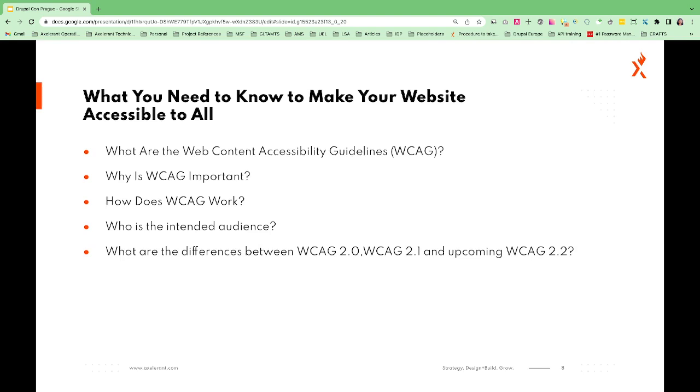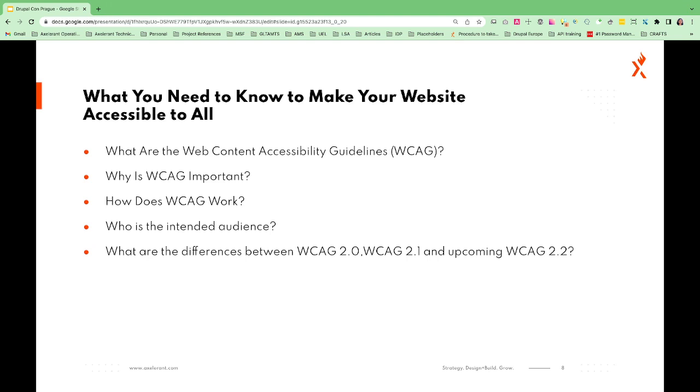Why do you need to make your website accessible to all? What do we need to consider when we go for that? What are the Web Content Accessibility Guidelines and why is it important to incorporate them? How does it work when we are incorporating it? Who is the intended audience? And what are the differences between WCAG 2.0, 2.1, and 2.2?